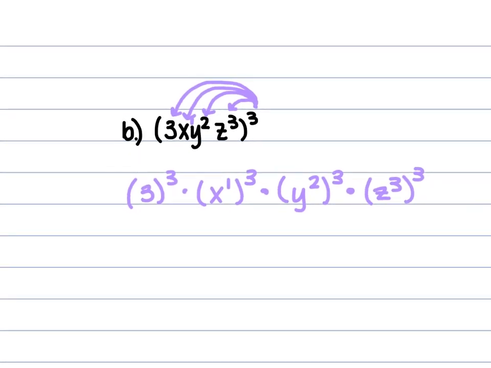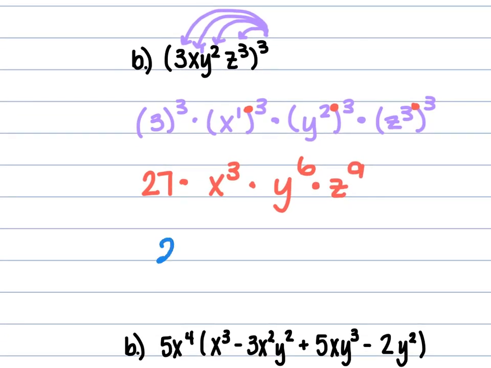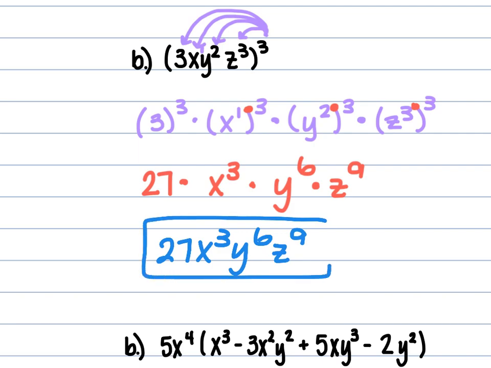So from here, that 3 cubed is 27. The x to the 1st power raised to the 3rd power, multiply these two, that's x to the 3rd. The y squared raised to the 3rd power, multiply them, it's going to become y to the 6th power. And that z cubed raised to the 3rd power, multiply them, is z to the 9th. So if we put this all together, we have 27 x cubed y to the 6th power z to the 9th power.